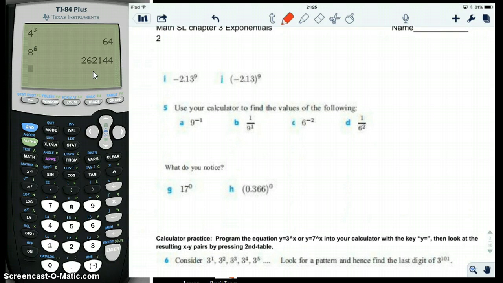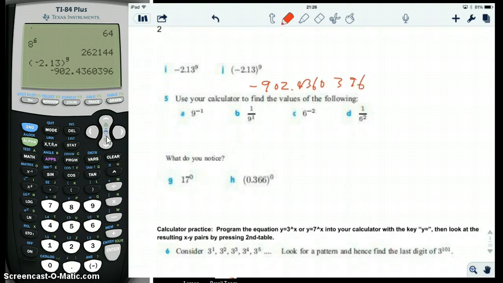We'll do the negative 2.13 to the 9th. So make sure you do the parentheses. Oops, I don't know if this should be a negative or subtract, but negative 2.13 in parentheses to the 9th power. Okay, so that's a very complicated number. Negative 902.4360396. Okay, so to give the whole calculator display for that one.